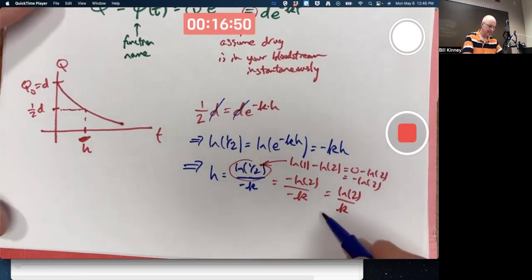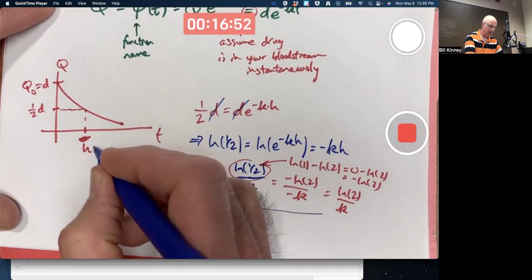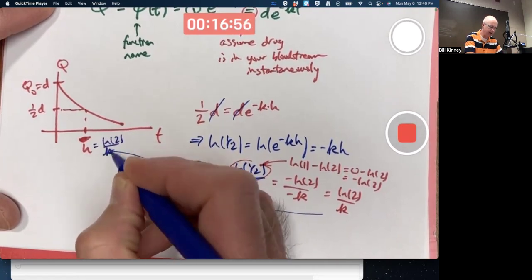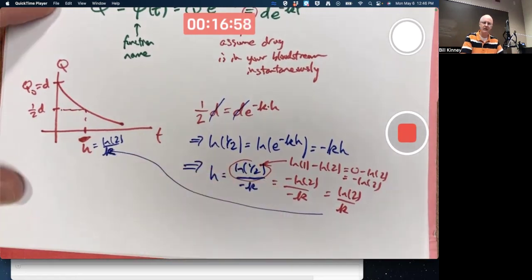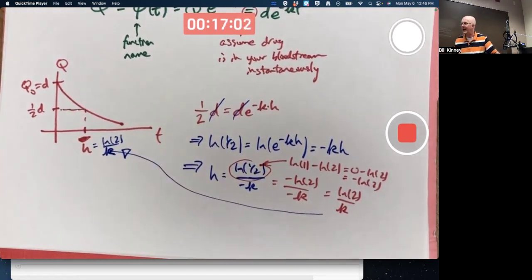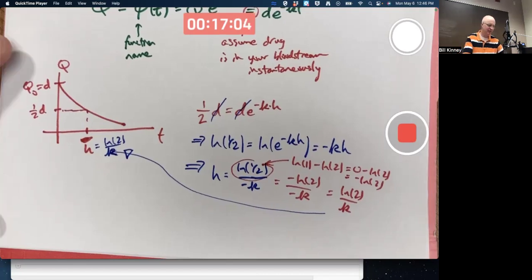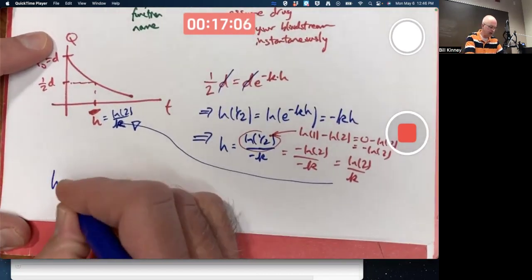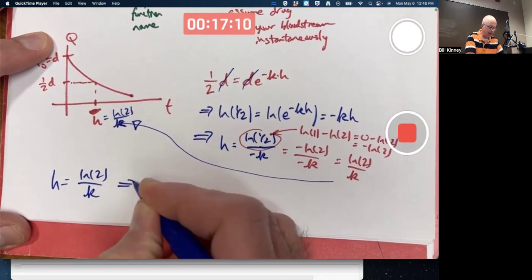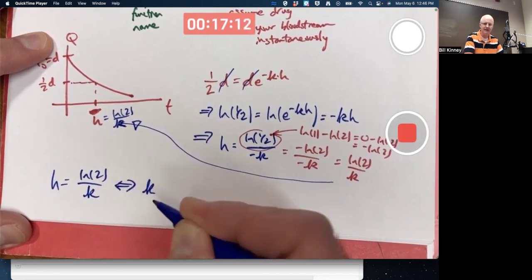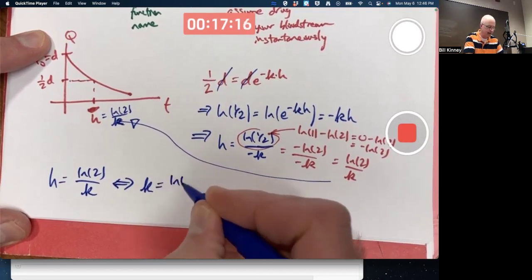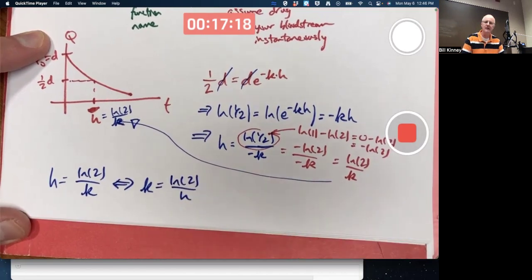And then you could use that to figure out, well, if you know K, you can figure out the half-life. We were kind of pretending the other way around. We were pretending we know H, so we want to figure out K. But this equation, H equals ln of 2 divided by K, is really pretty symmetric in H and K. If I solve it for K, the roles of H and K just get swapped. K is going to be ln of 2 divided by H.